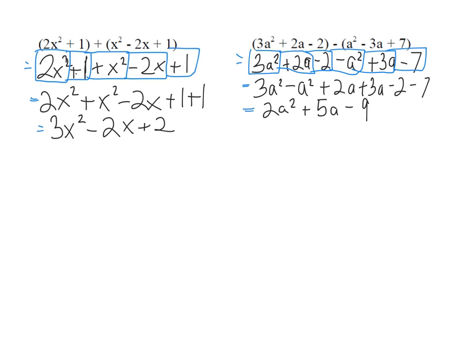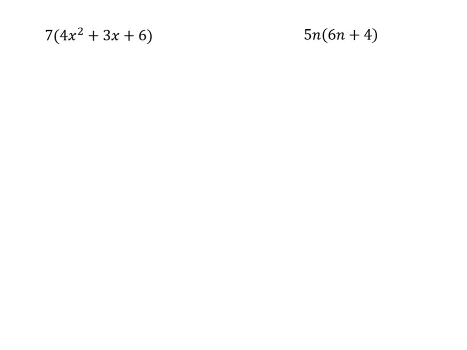Alright, so that's how we do this, and the important point to remember is that when you have the negative symbol outside of the brackets, you have to change all the operators inside the brackets to their opposite when you're taking the brackets off. So the next thing we're going to look at is multiplying polynomials.